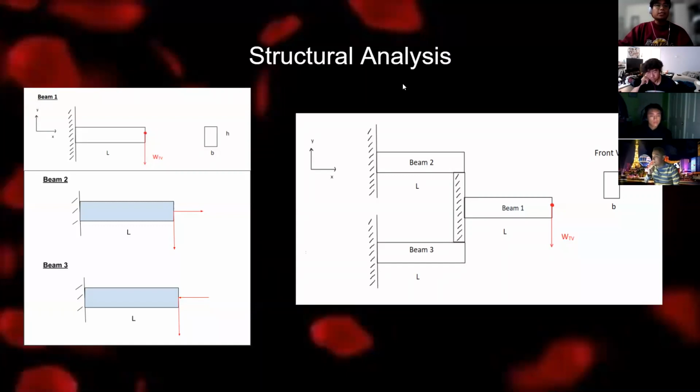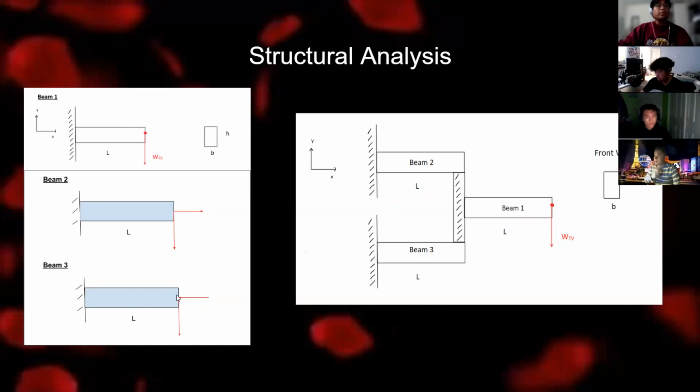So for our structural analysis, we are breaking apart the structure into three beams and treating them as cantilever beams. For beam one, which will hold the load of the television, we are applying a downward force, which signifies the weight of the TV, and we'll be analyzing the free body. This is the free body diagram of that.